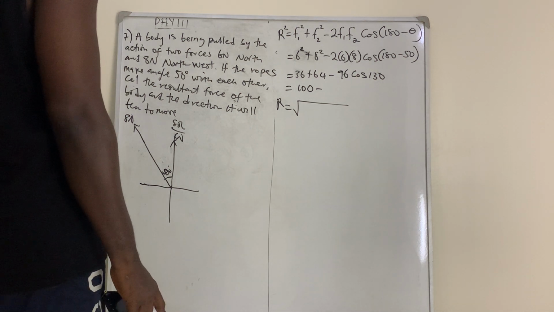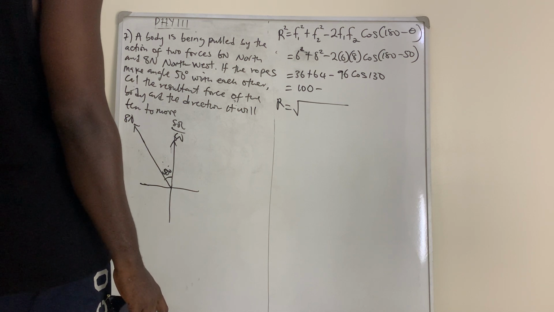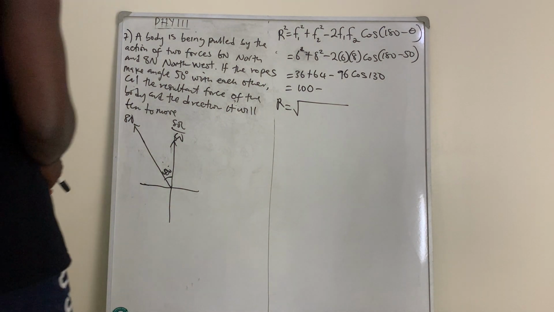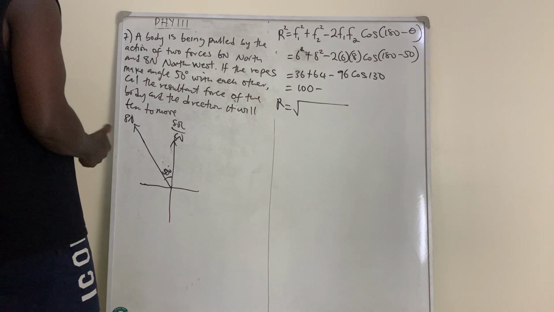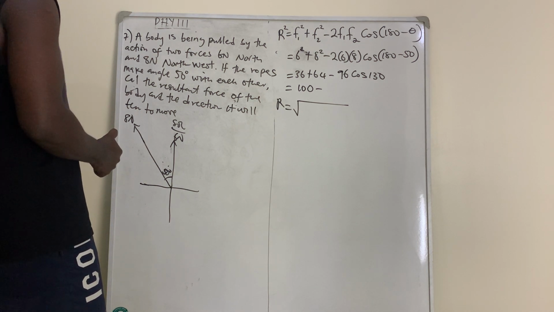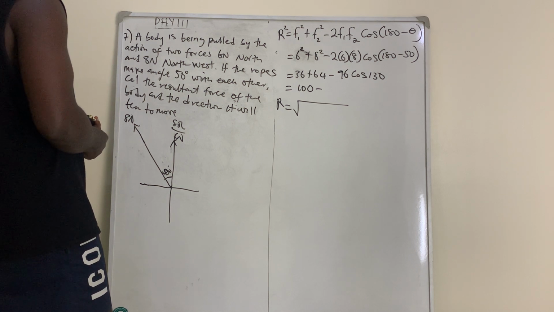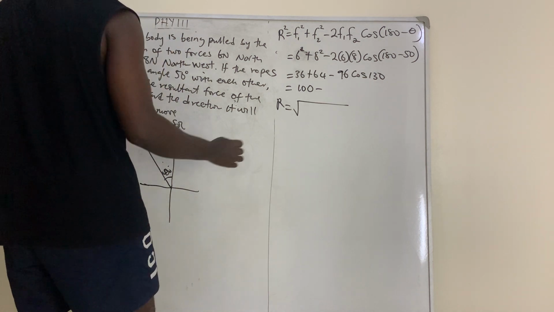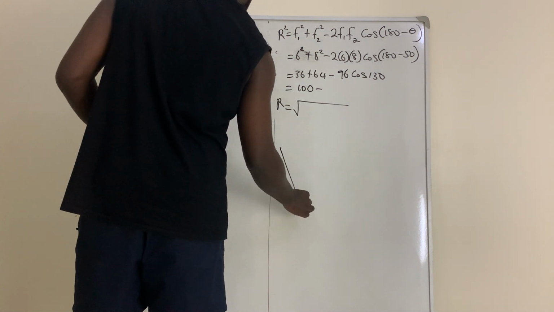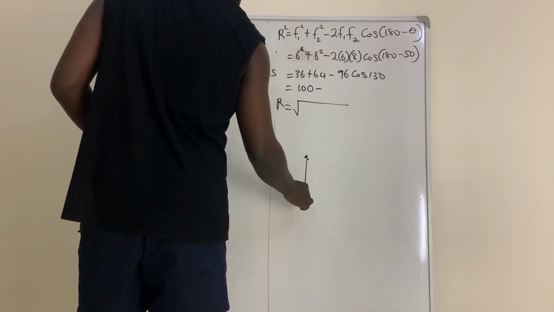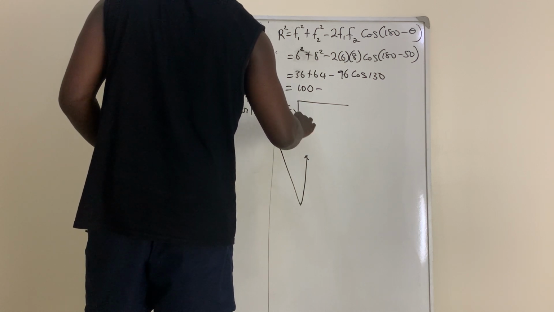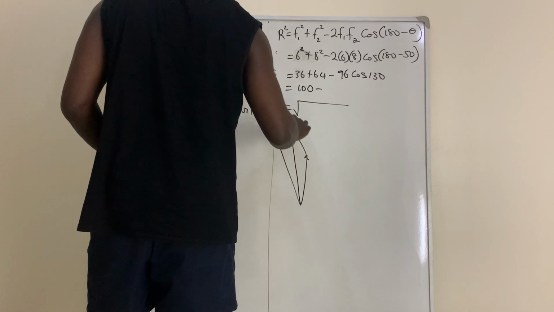To get the direction, how do we get the direction now? That means we need to draw it, because without drawing it, it will be difficult for us to get the direction. So let us draw it. I'll be having something like this, and their resultant always passes through their middle. So it's going to look like this.